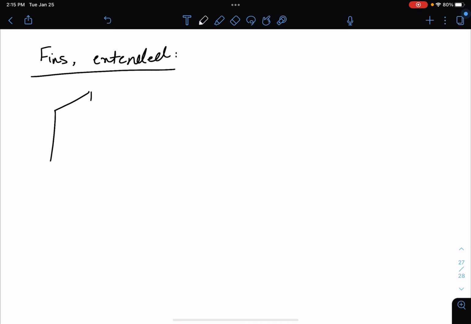Let's say that you have this wall, and I'm pretty sure you have seen this representation of fins many times. Let's say you have this wall. This is a fin, an extension of your surface.